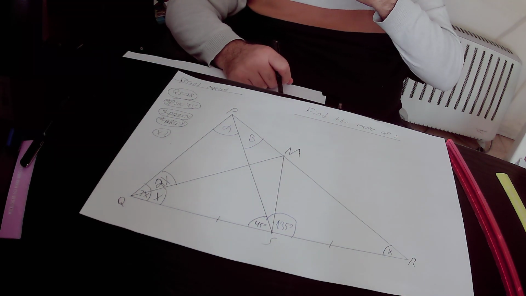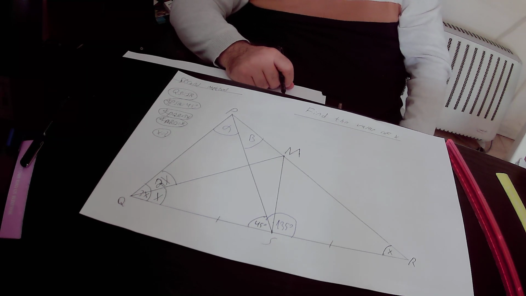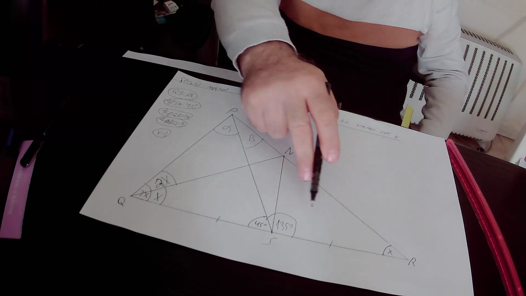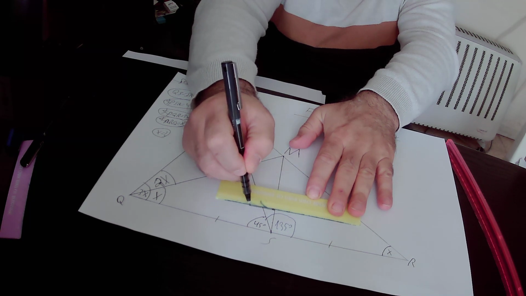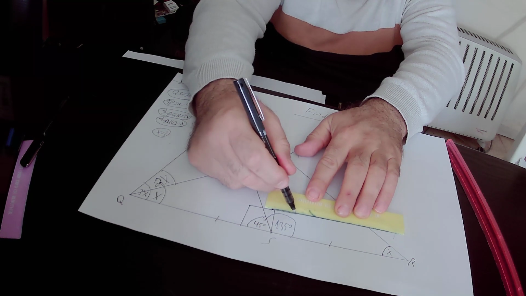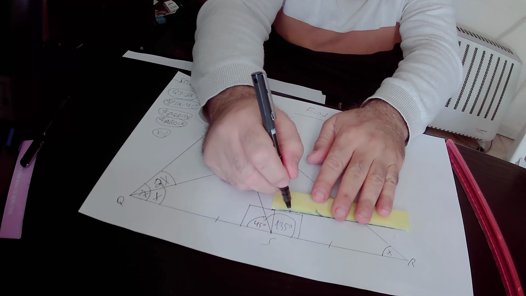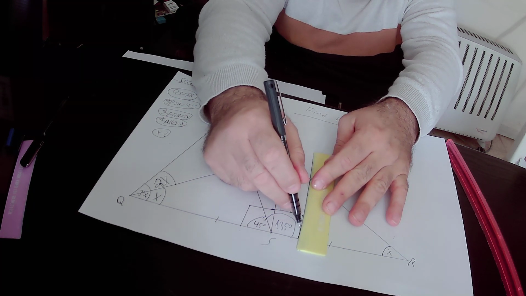But according to rule number 3, the median to the base in an isosceles triangle not only bisects the base, but it is also perpendicular to the base. That is to say, the median MS is perpendicular to the base QR. It means that this angle equals 90 degrees, and this angle also equals 90 degrees. So those two angles are right angles, they are equal to 90 degrees.